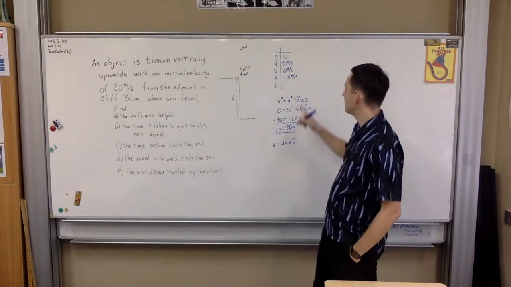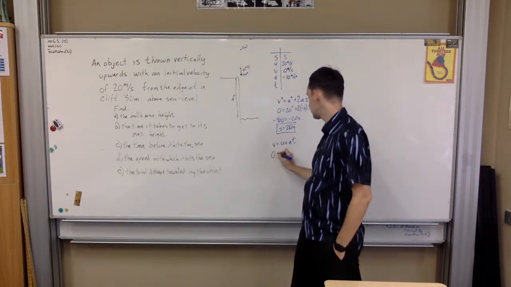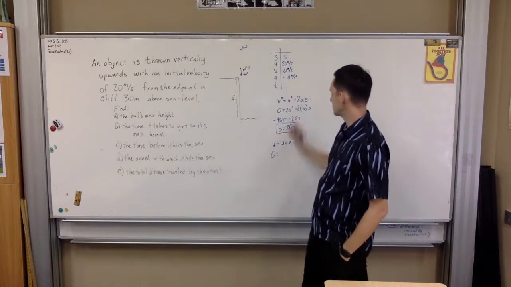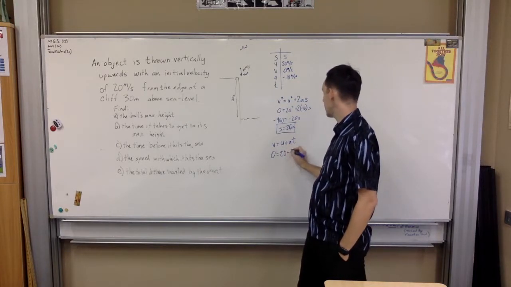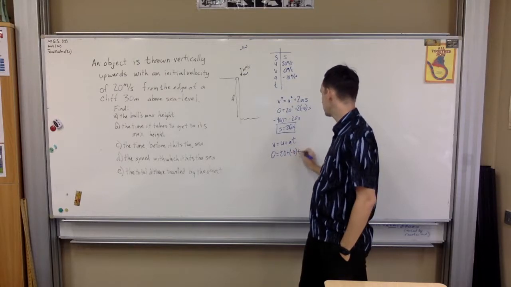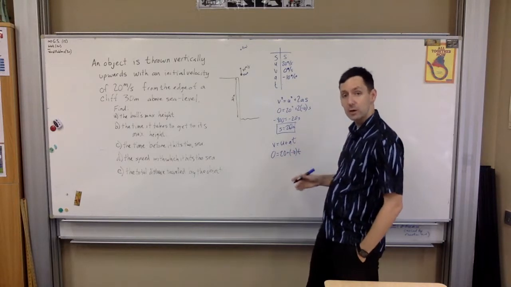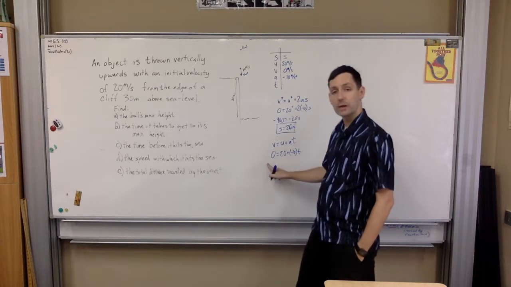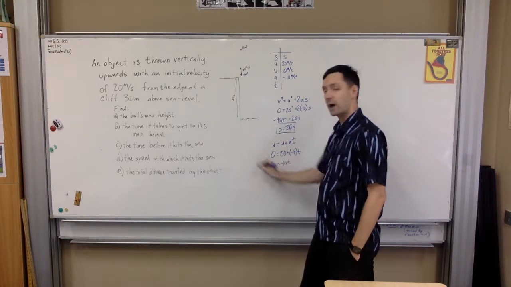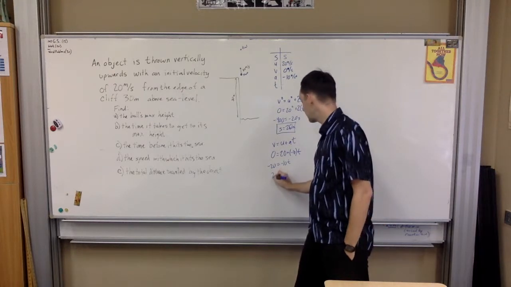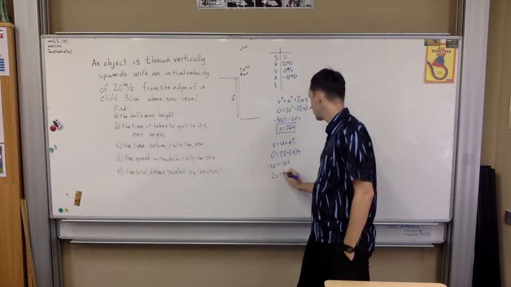Okay, so I'm going to put in v, which was my final velocity, which is 0. I'm going to put in u, which is my initial velocity, 20. And then plus a being negative 10 times t. And of course, at this point, you should be able to solve. Subtract the 20. You got negative 20 equals negative 10t. Divide by the negative 10. And you get that 2 seconds equals time.